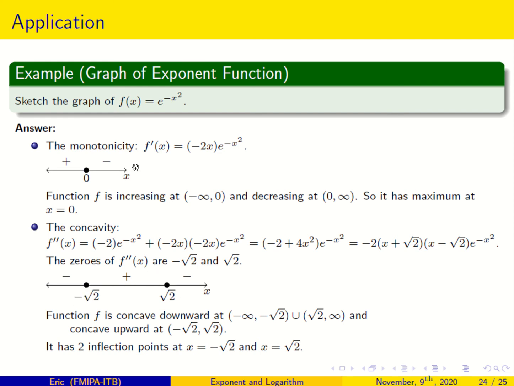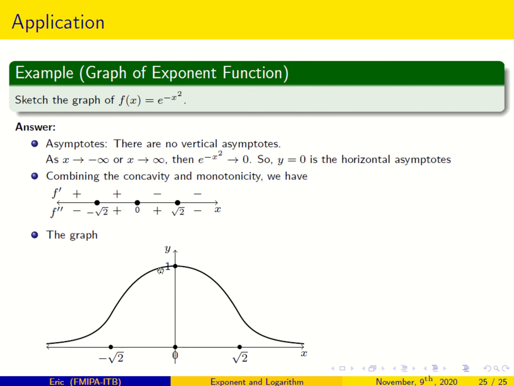I can combine all of this information to find this one. Asymptote: there is no vertical asymptote, but the horizontal asymptote, because this is e to the power of something, is y equals 0. Combining the concavity and monotonicity, the graph is given by this, with a global absolute maximum of 1.